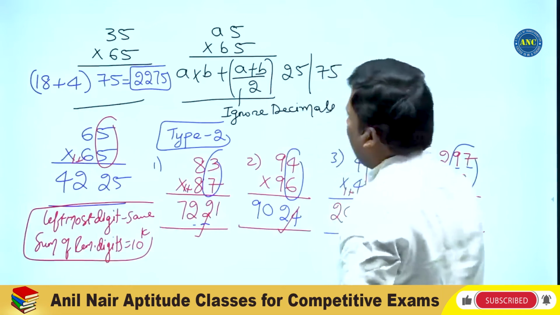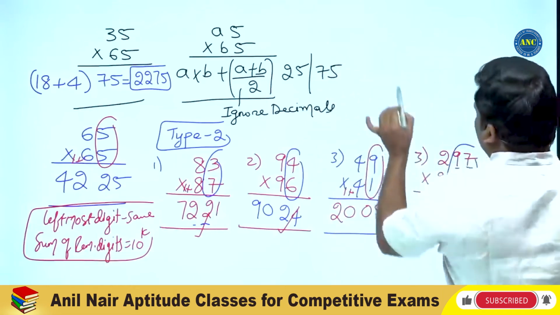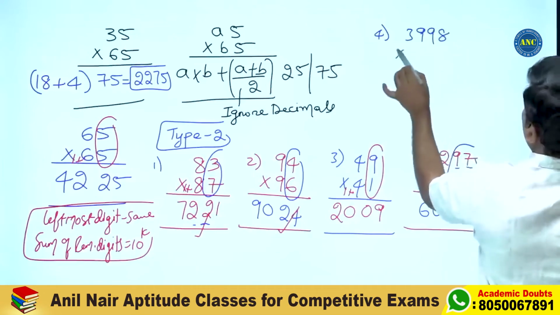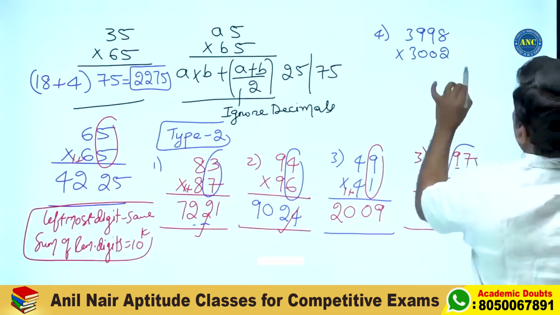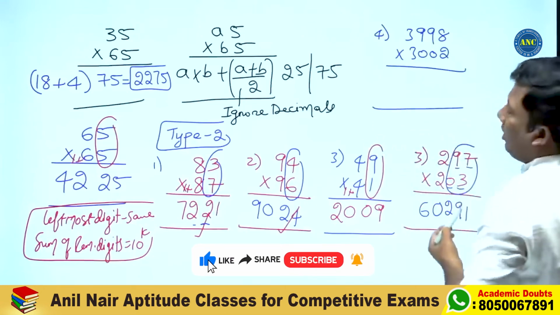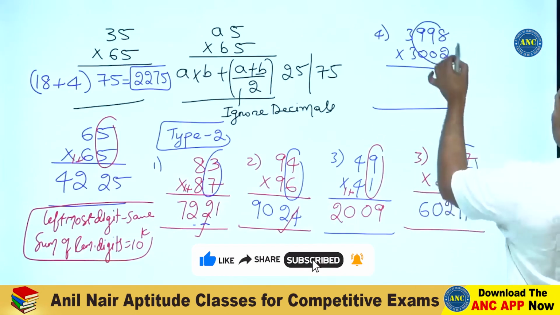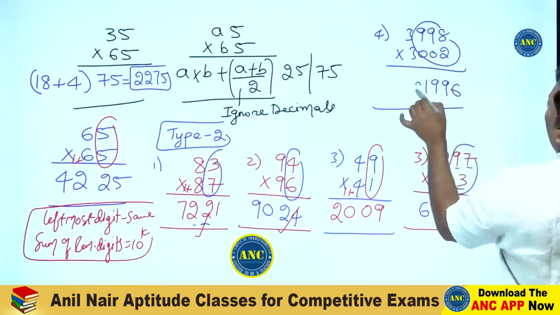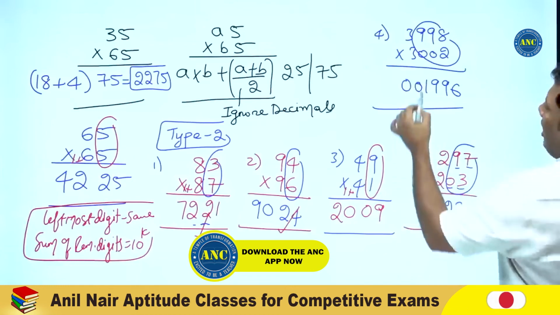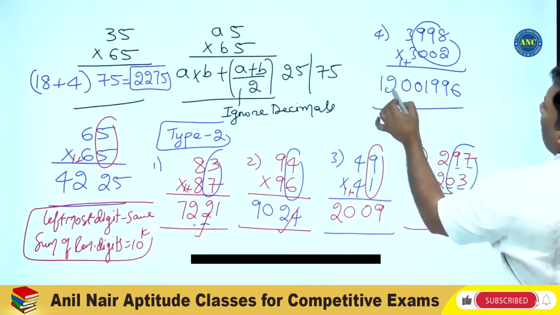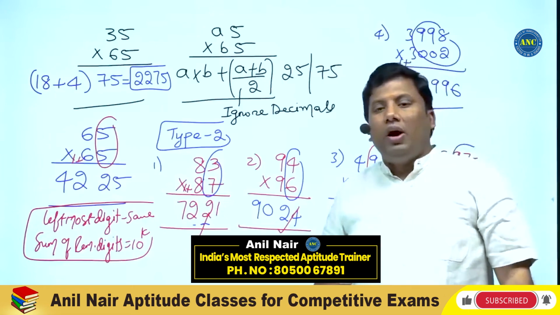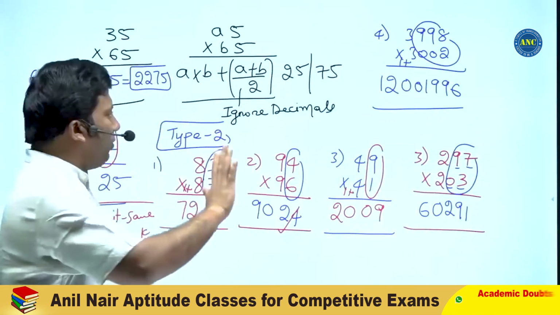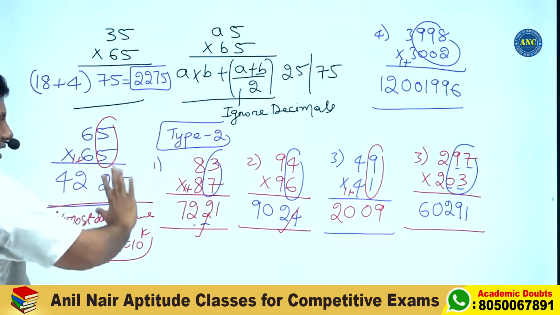Squares of the numbers ending with 5. Now, I hope it is clear. One more example which we will do. 3998 into 3002. 998 plus 2, 1000. We can use it. 1996. Add 2 zeros. Add 1 to it. 4 3s are 12. 1 2 0 0 196. I hope the idea is perfectly clear to you.